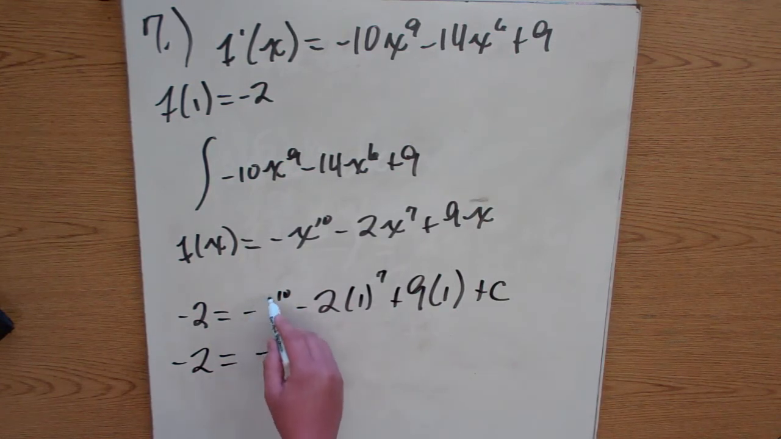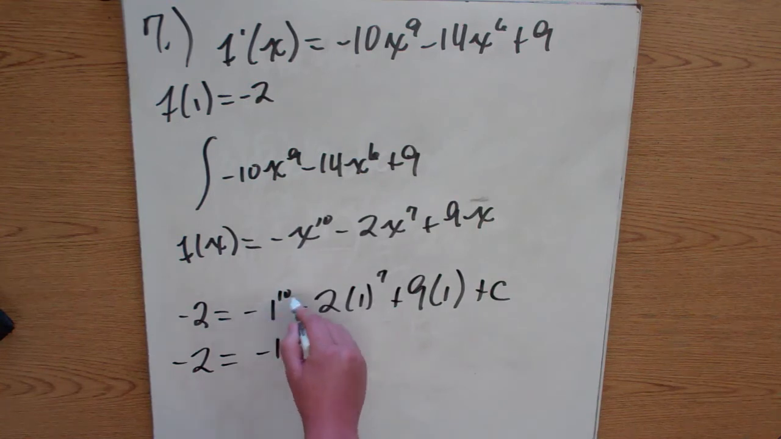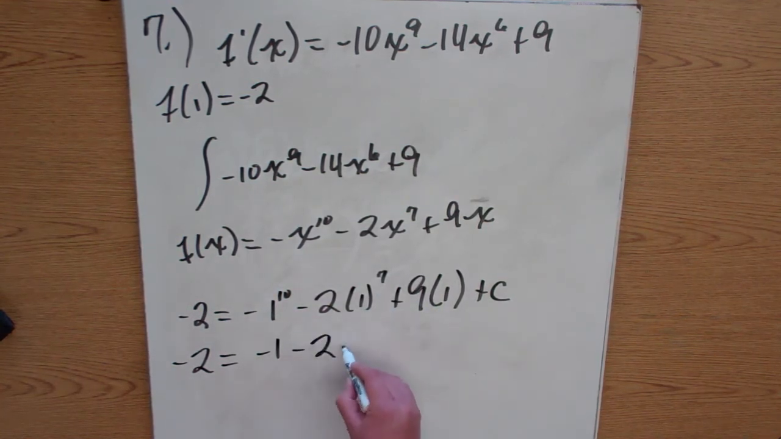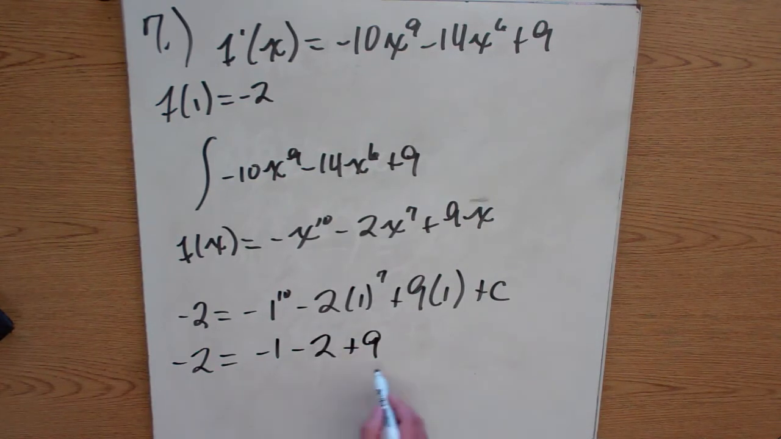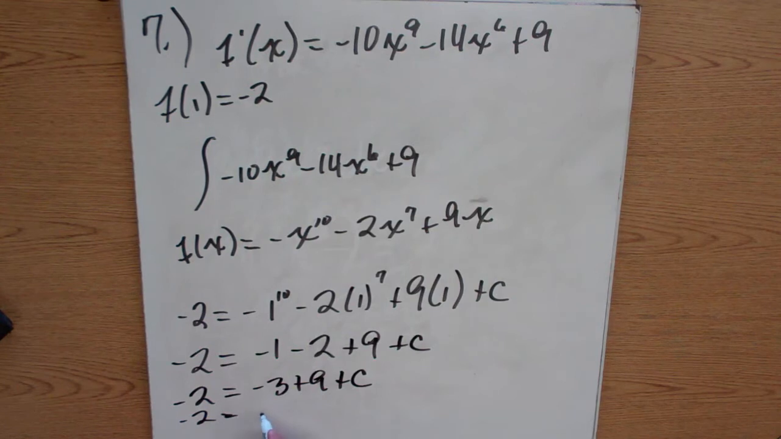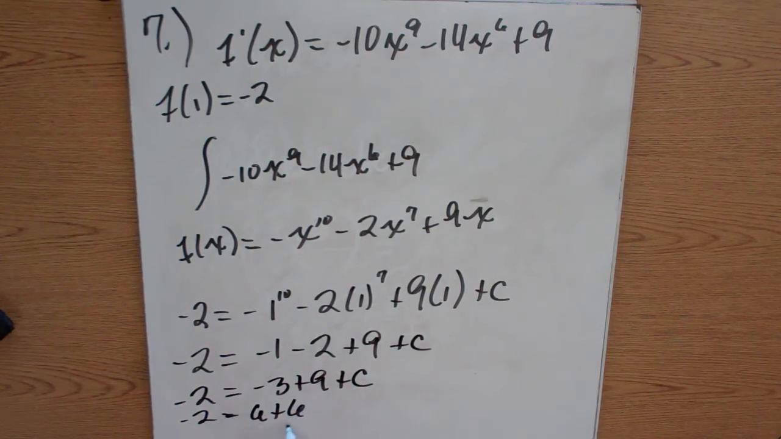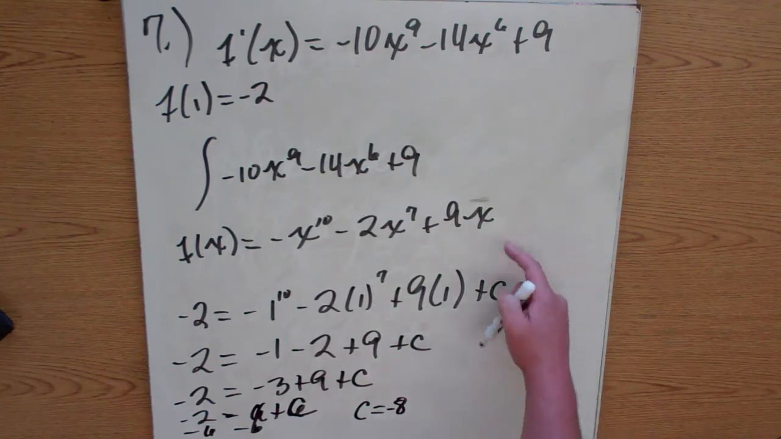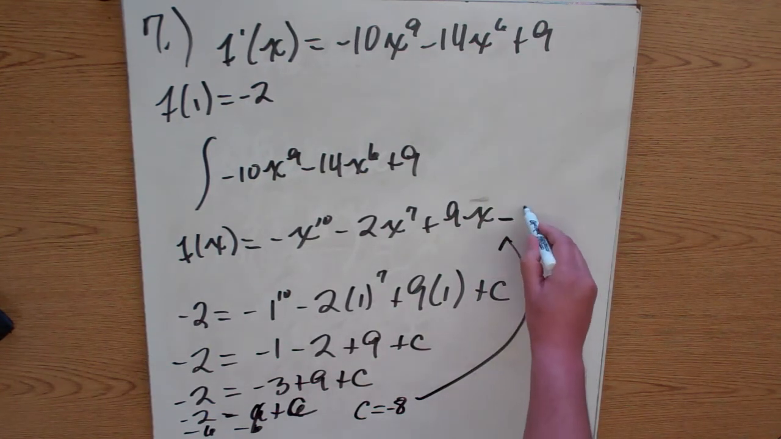All right, so negative 2 equals negative 1, because remember, the 1 is only raised to the 10th, not the negative. You can look at this as negative 1 times 1 to the 10th. And this is going to be 1 to the 7th, which is 1, so minus 2 plus 9 plus c. So negative 2 equals negative 3 plus 9 plus c. Negative 2 equals 6 plus c. Oops, that's a c. Minus 6 minus 6. C equals negative 8. So we come back up to here, just bring this negative 8 up to here.